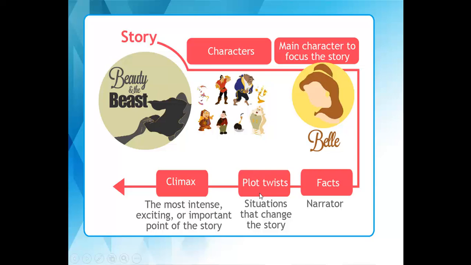You only have to put a short paragraph giving your answer of what could be the situations that change the story in Beauty and the Beast. So what could be the plot twist of this story? And the other question that I'm going to be grading is the climax. What could be the most intense, exciting, or important point of the story?